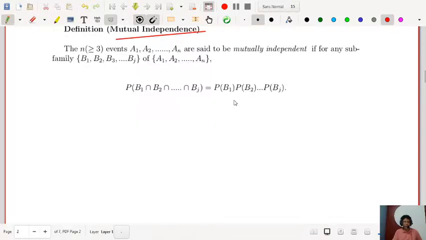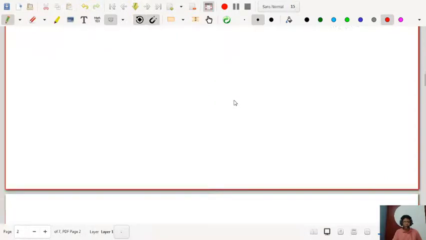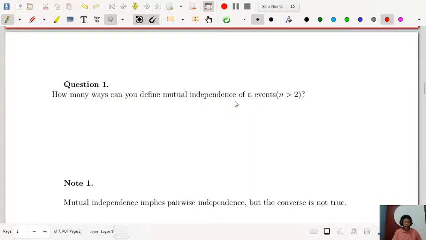Now let us have some important observations on that. First, there is a question for all of you. How many ways can you define mutual independence of n events? That means how many relations you need for n greater than 2.